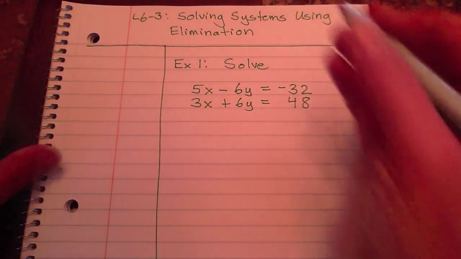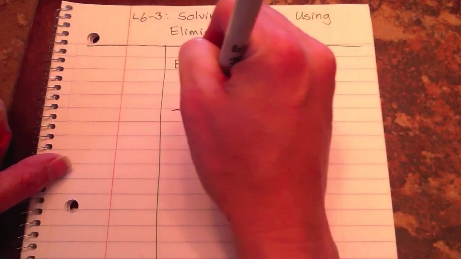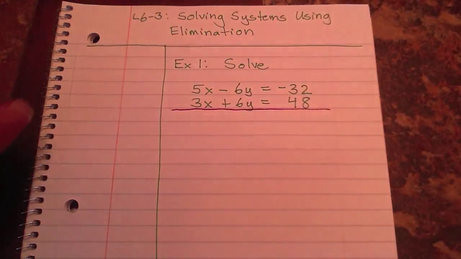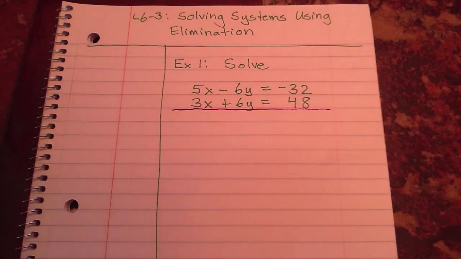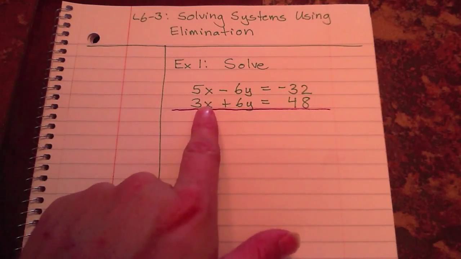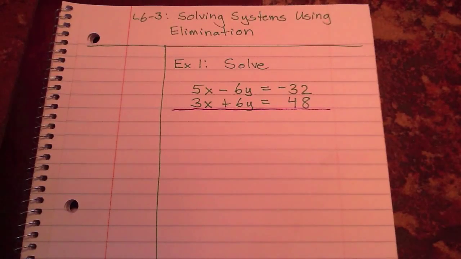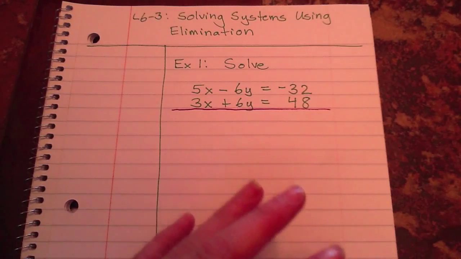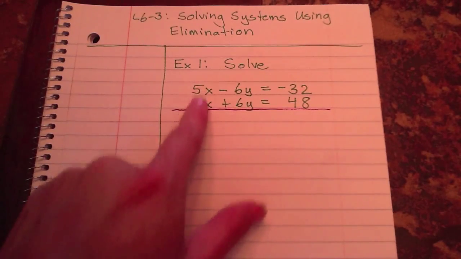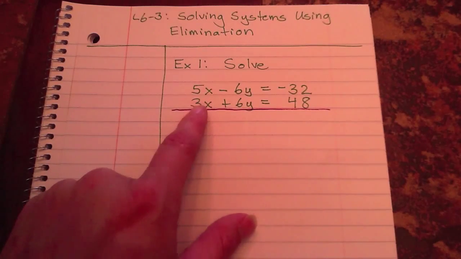First thing you want to do is set up almost like you're adding and subtracting everything like that. You're going to end up with addition or subtraction here, here, and here down. Now what you want to look for is a coefficient that's already the same with your variable. Notice here, if I was to add these, I would end up with 8x. If I was to subtract them, I end up with 2x.